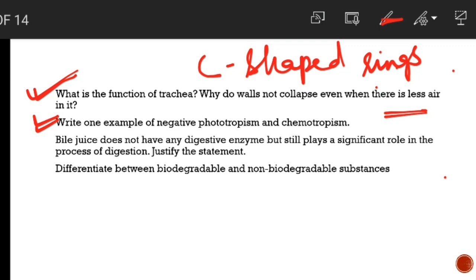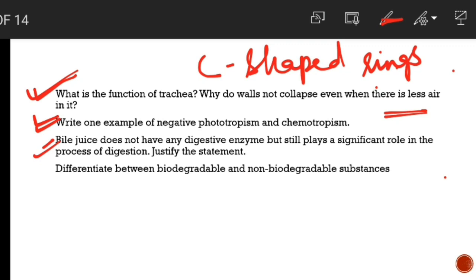Bile juice does not have any digestive enzyme but still plays a significant role in the process of digestion. So bile juice does not have any enzyme but it helps in the emulsification of fats. It still has a very important function in breaking down the fats. Alright. So you can refer to the chapter life processes for this.